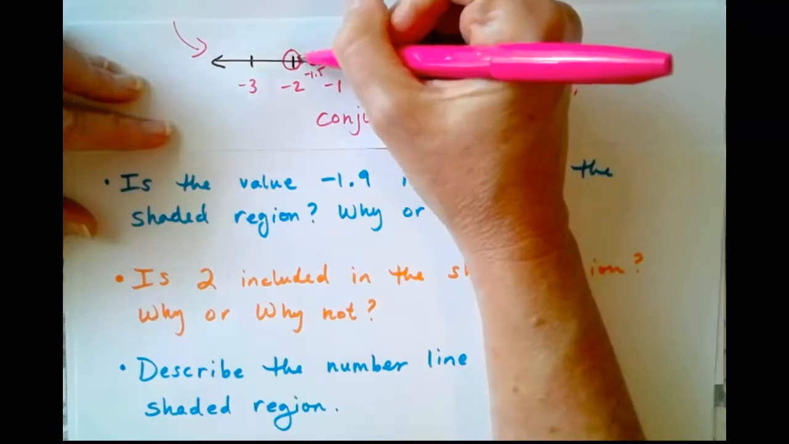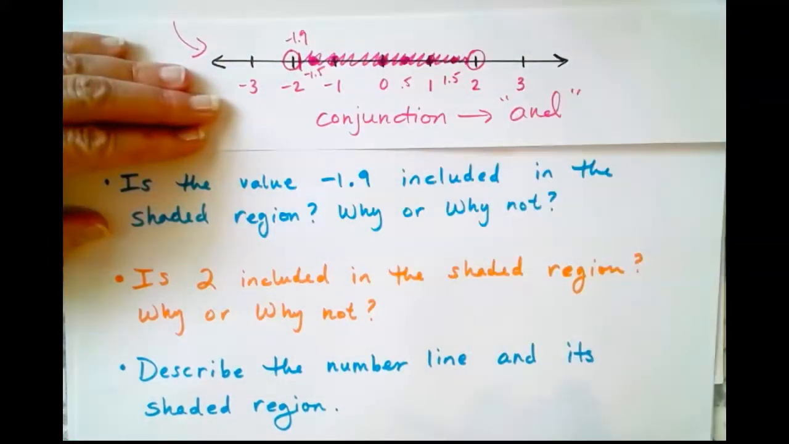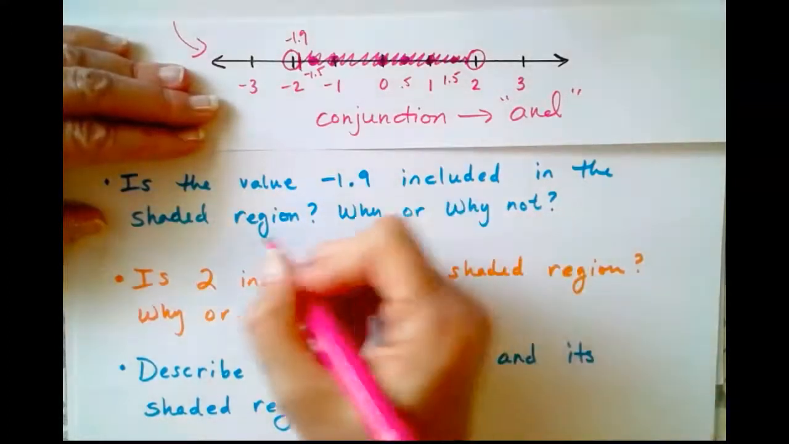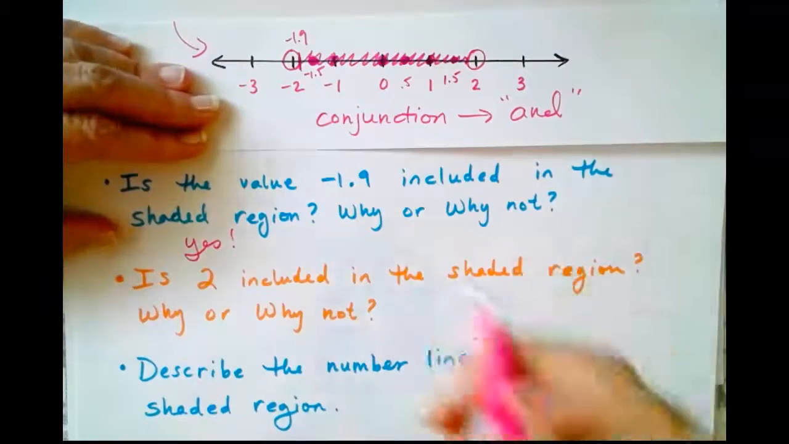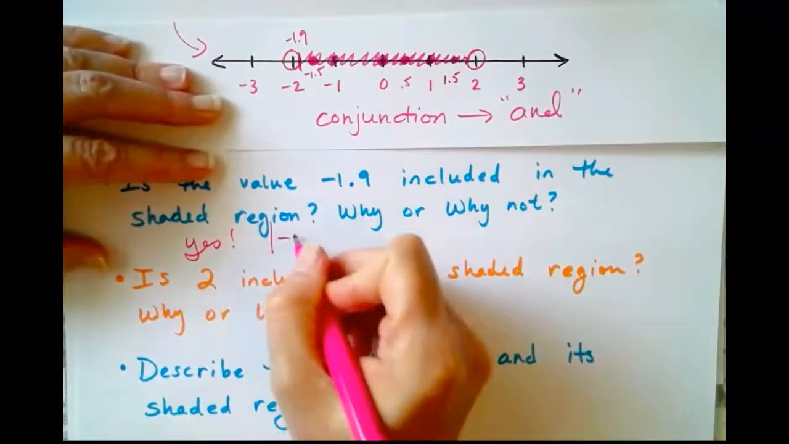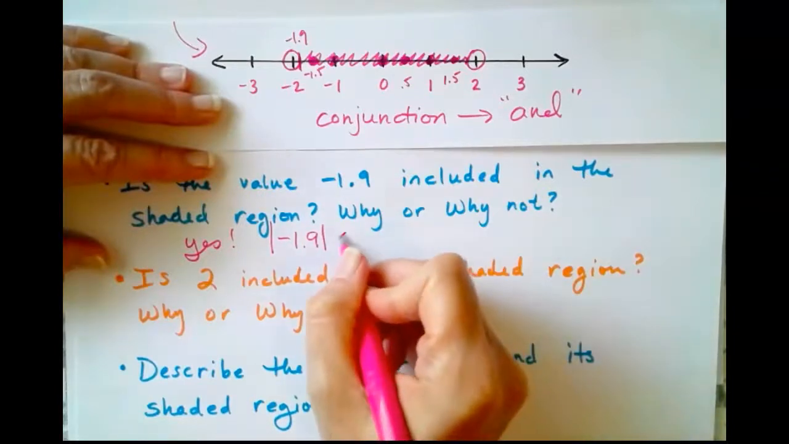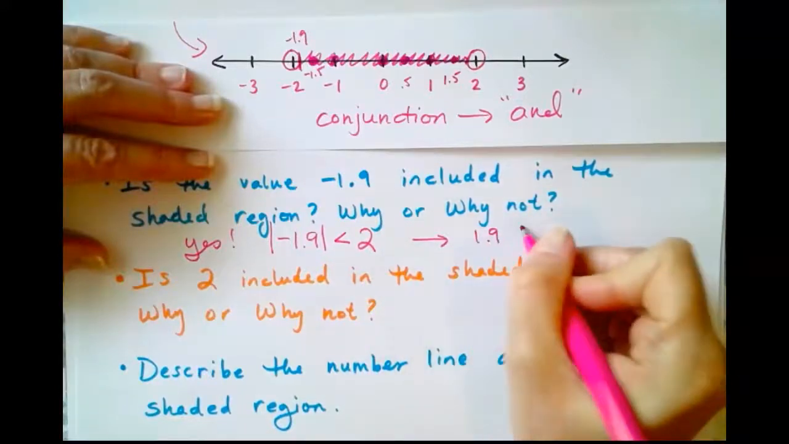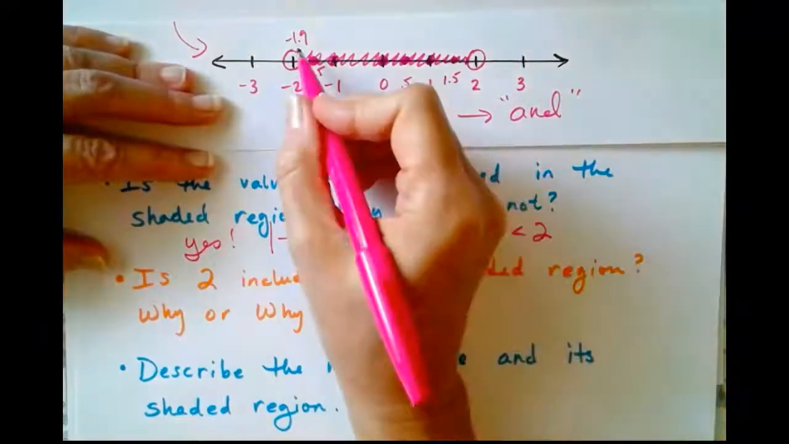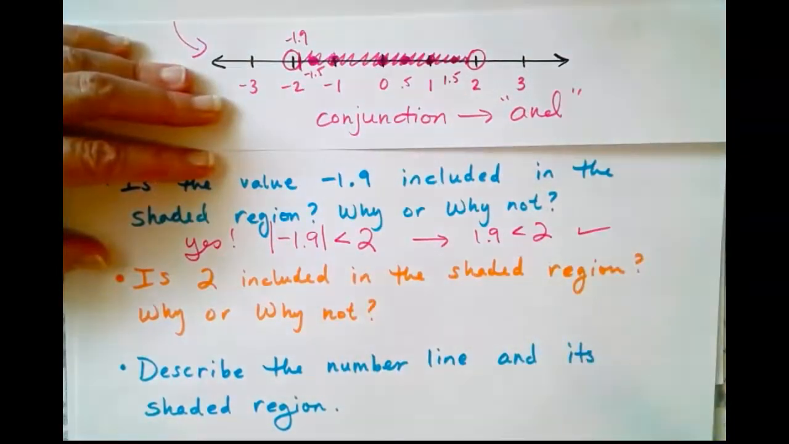So -1.9 would be just before -2, and yes, it is included in the shaded region. So yes, and why or why not? Well, the absolute value of -1.9 is less than 2. Why? Because 1.9 is less than 2. That is why -1.9 is. So it satisfies that essential question.